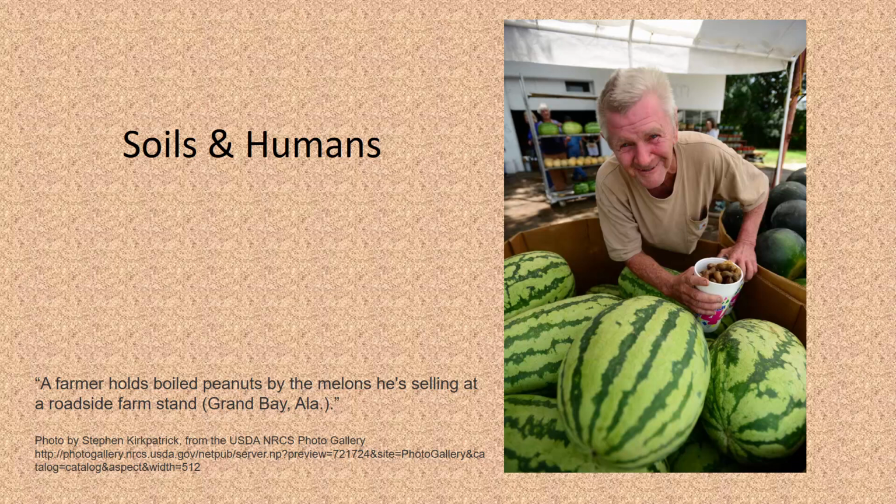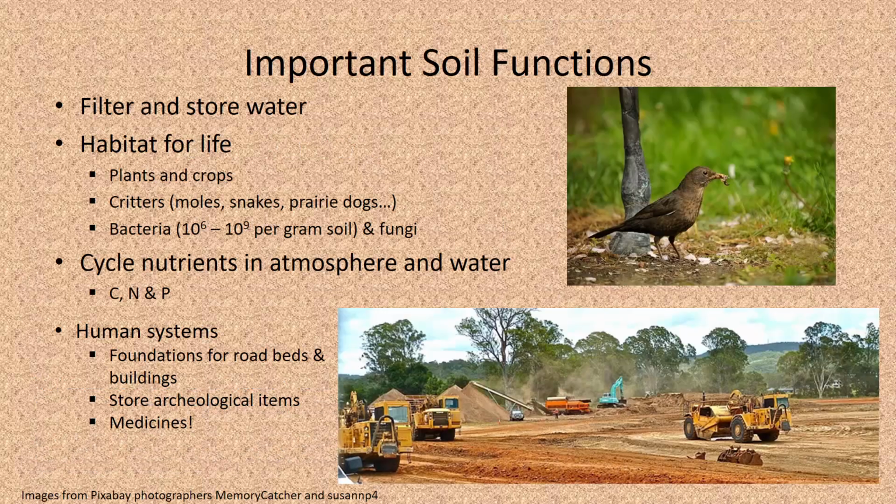Soils are critically important for human life and also other life forms on Earth. They perform many different functions, so they filter and store water for us and for the environment in general. They provide a habitat for life forms, and of course this includes plants, animals, and bacteria. So plants and crops grow in soil. Critters like moles, snakes, prairie dogs, many other critters, earthworms live in the soil.